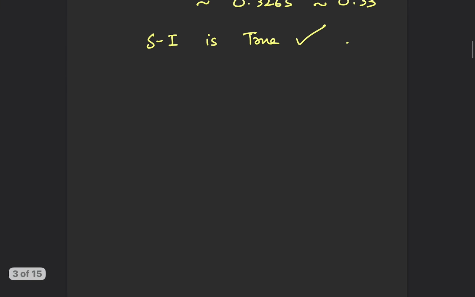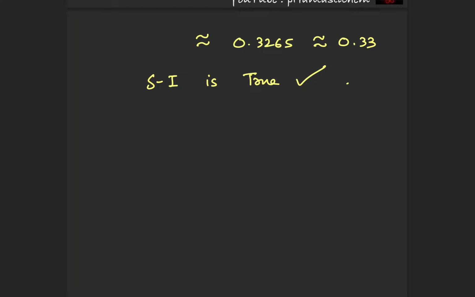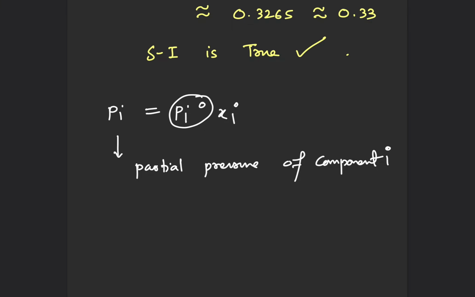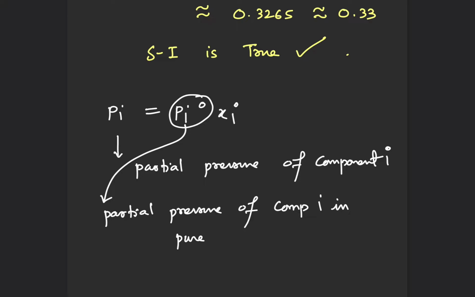Okay, to understand this, first we should know what Raoult's law is. So Raoult's law is Pi is equal to Pi naught into Xi, where Pi is the partial pressure of component i, Pi naught is the partial pressure of component i in the pure state, and Xi is the mole fraction of i in the solution phase, the mole fraction of component i in solution.